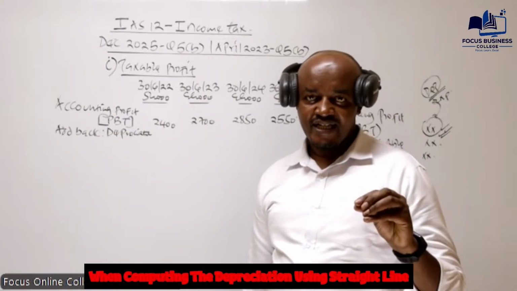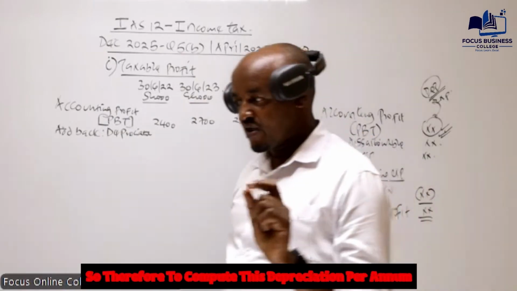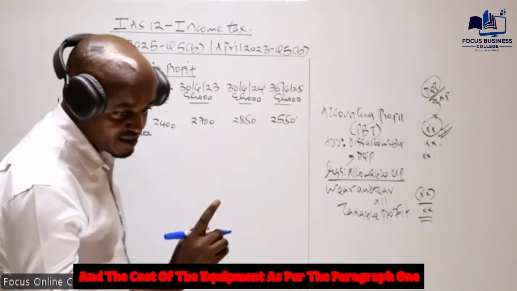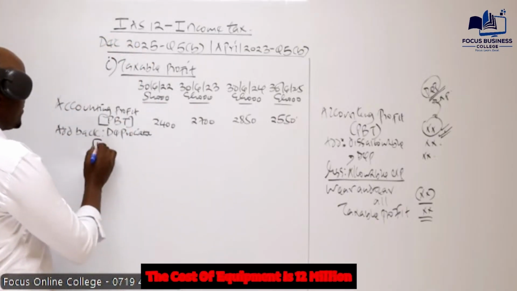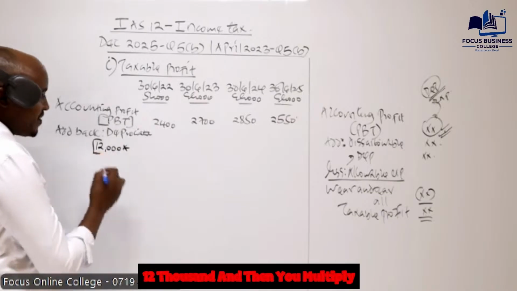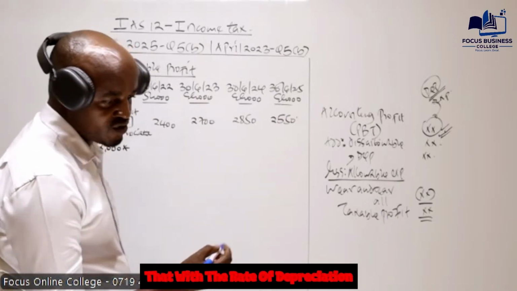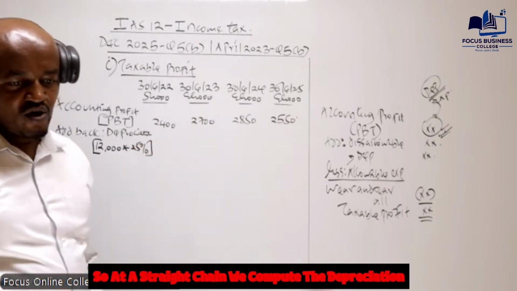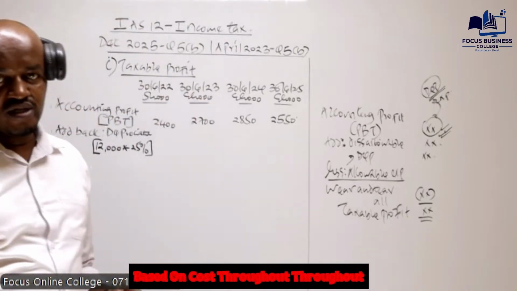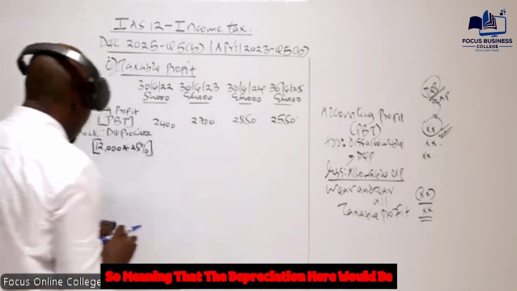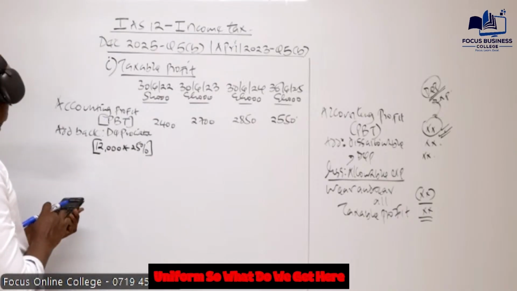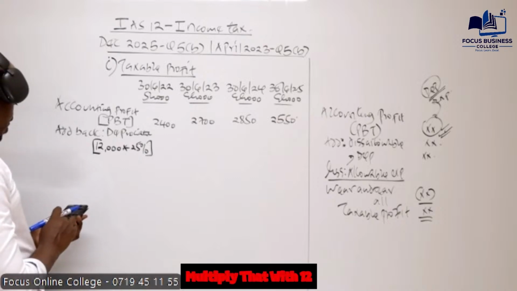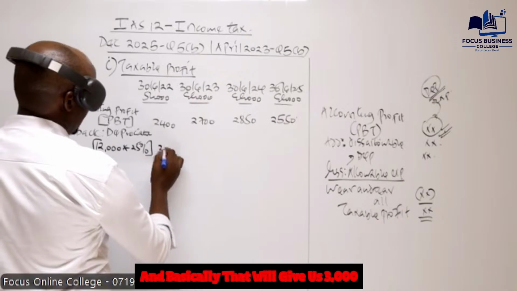Computing the depreciation using straight line, we compute depreciation based on cost. So to compute this depreciation per annum, we will take the cost of the equipment as per paragraph 1. The cost of equipment is 12 million, but basically we are going to take that as 12,000, and then you multiply that with the rate of depreciation. The rate of depreciation is 25%. So at the straight line, we compute the depreciation based on cost throughout, meaning that the depreciation here will be uniform. So what do we get here? We have 0.25 multiplied by 12, and basically that will give us 3,000.